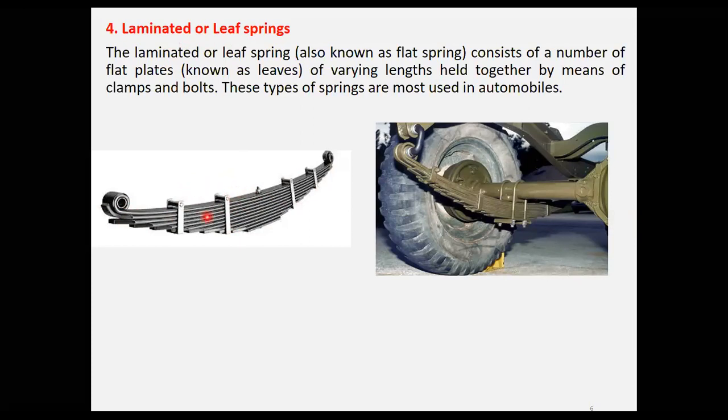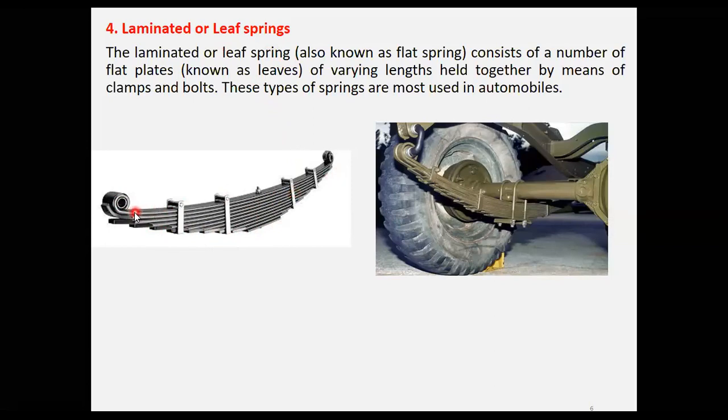And you can see how the construction of this leaf spring takes place. To construct this leaf spring, they use a number of flat plates. You can take this as flat plate number 1, 2, 3, 4, 5, 6, 7, 8, 9, 10, 11. Total 11 flat plates are there. Like that, to construct a leaf spring or laminated spring, it requires more flat plates, and sometimes they are also called leaves. That's why it is called a leaf spring.